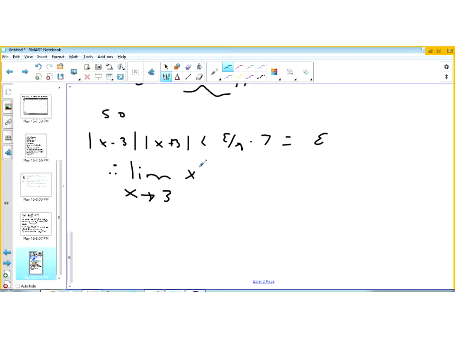So therefore, the limit as x approaches 3 of x squared is equal to 9. All right, so there's the conclusion. All right, so we can use this epsilon-delta concept. Let's see if I can paste it.